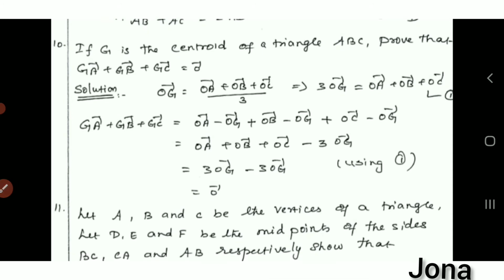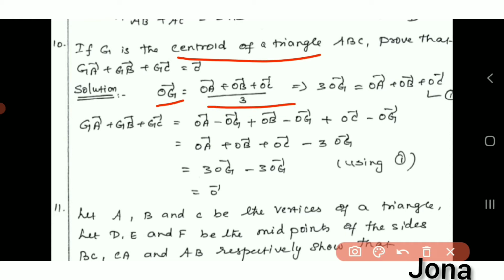10th sum. If G is the centroid of the triangle ABC, prove that GA vector plus GB vector plus GC vector equals 0 vector. Here the centroid of the triangle is OG equals OA vector plus OB vector plus OC vector divided by 3. If you cross multiply this, we get 3 OG vector equals OA vector plus OB vector plus OC vector. Then we want to prove GA vector plus GB vector plus GC vector equals 0 vector. So we take the left hand side like this.